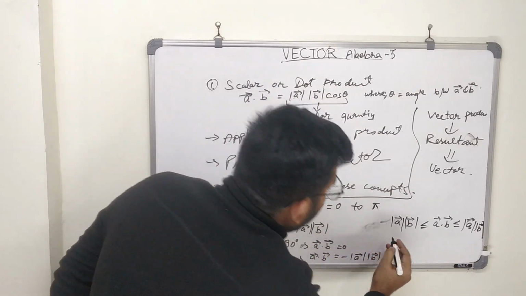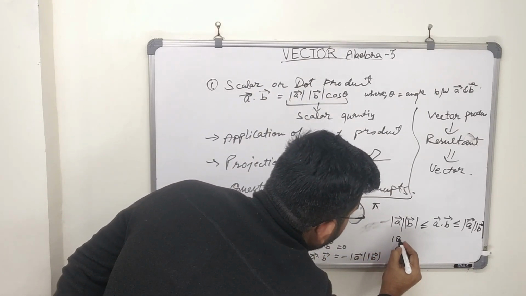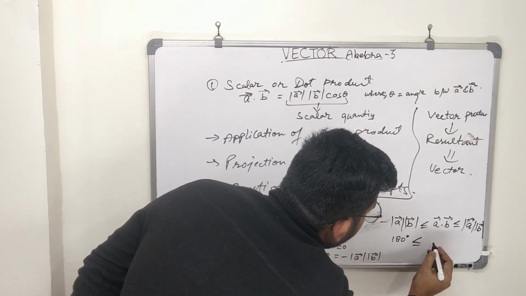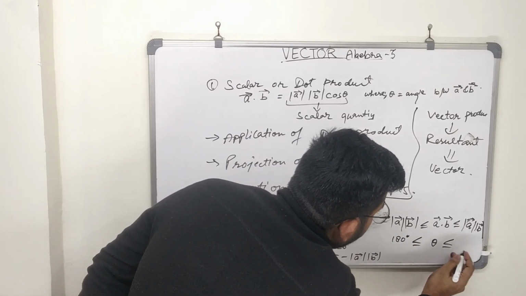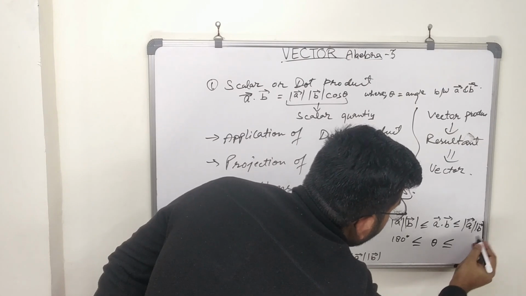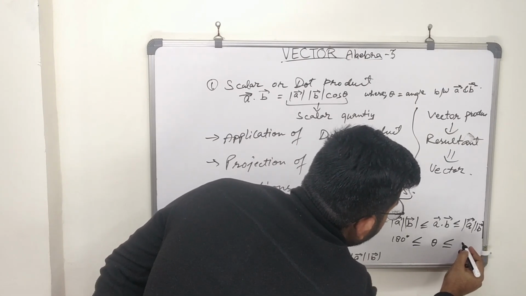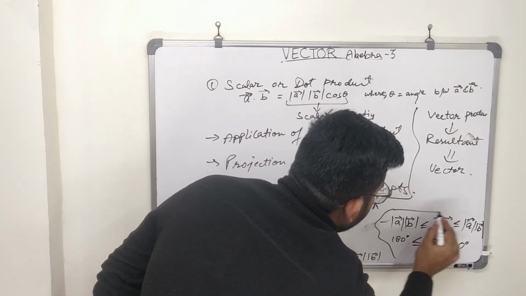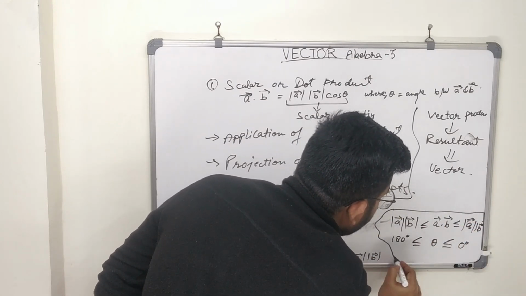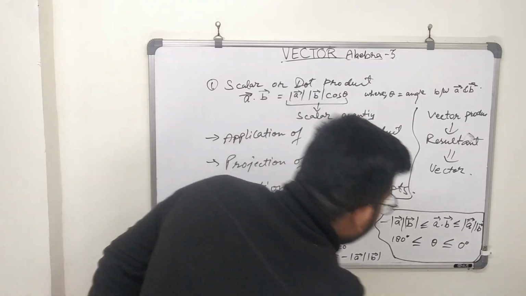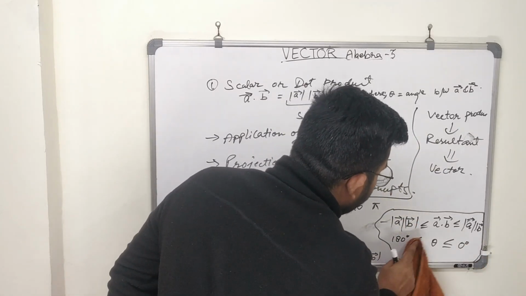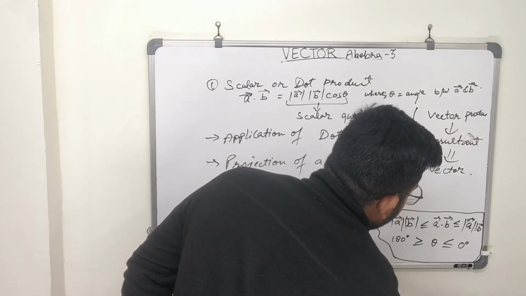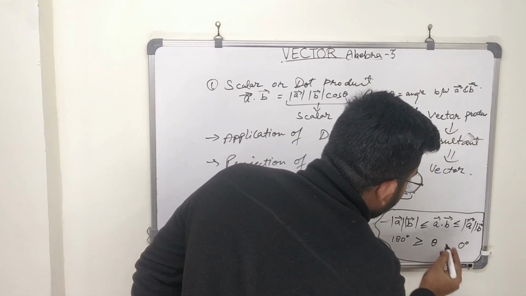और ये किस केस में होता है? व्हेन एंगल दैट इज 180 डिग्री इज द लेस देन और इक्वल टू थीटा इज लेस देन और इक्वल टू 0 डिग्री. Sorry, here will be the opposite sign, that is greater than or equal to and greater than or equal to.